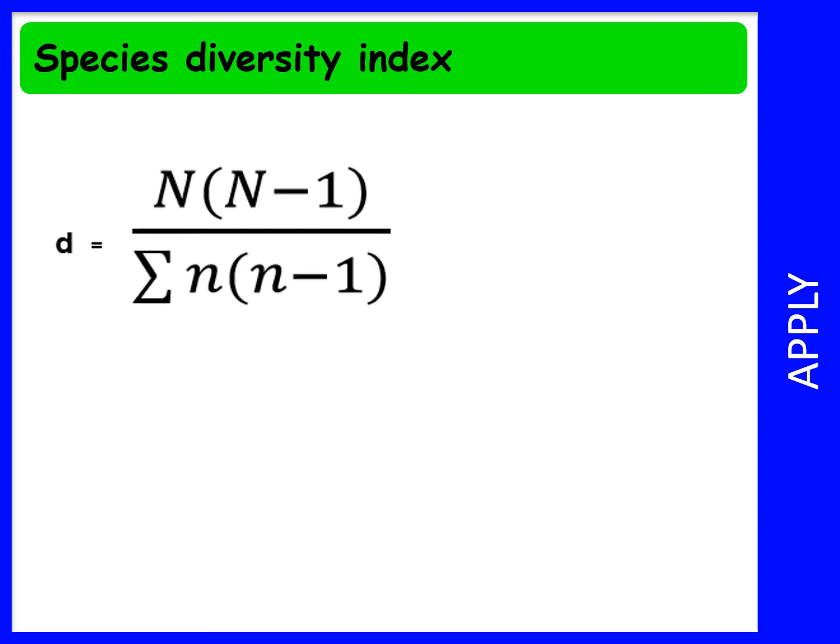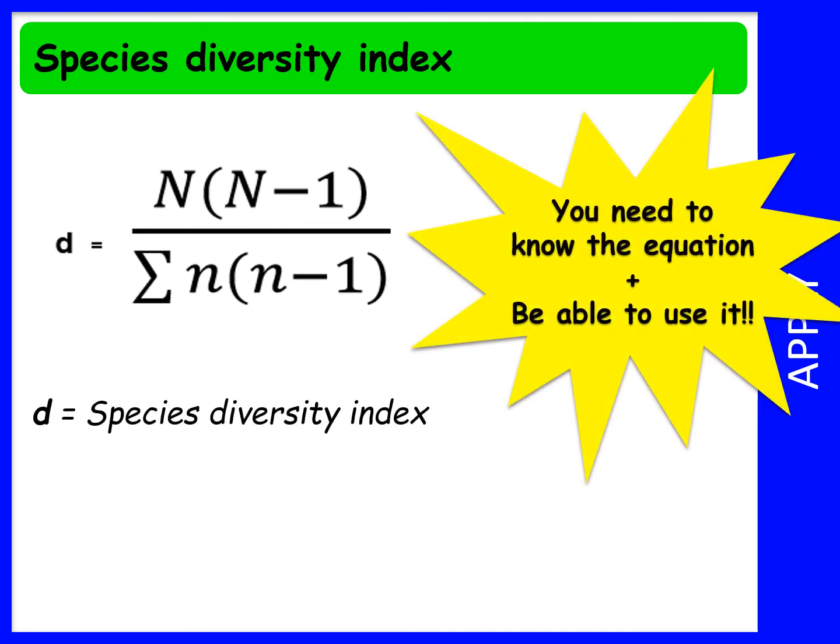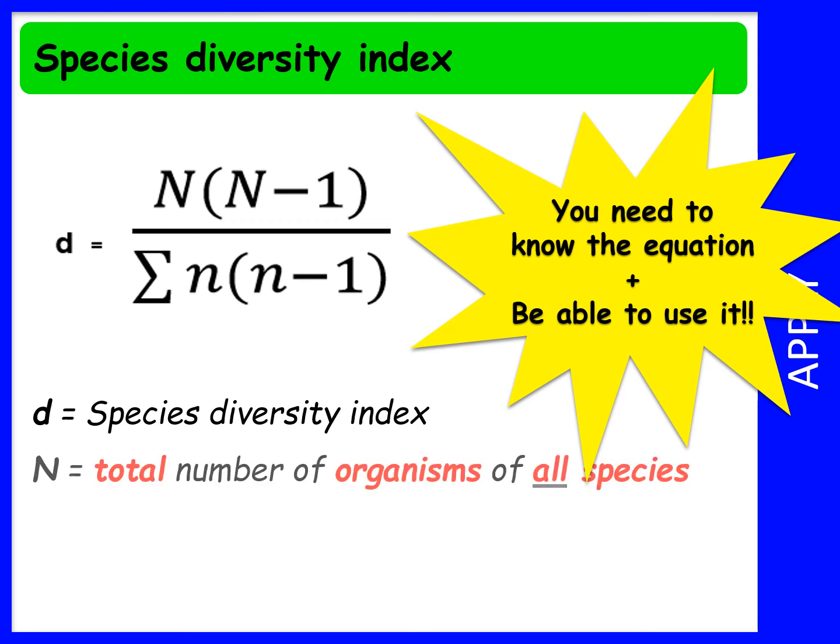Okay, so this is the equation that you guys have to learn and be able to use during an application question. And this is the index of diversity. So the D value on the left is the actual index of diversity. That's going to be a decimal normally. So it can be anywhere from, for example, 0.2 up to 2.8. So it's a value that you're given. The higher the value, the higher the biodiversity or the index of diversity for that given area.